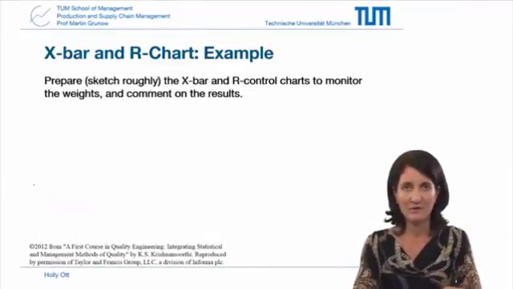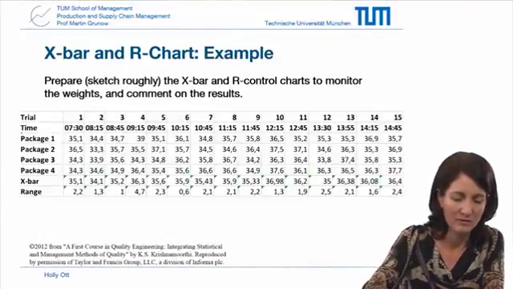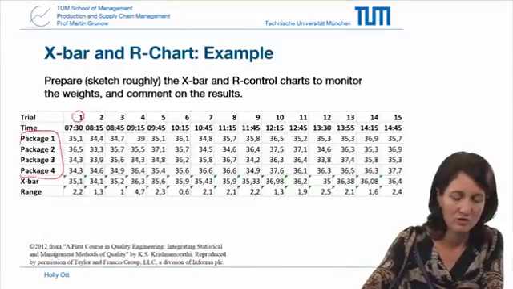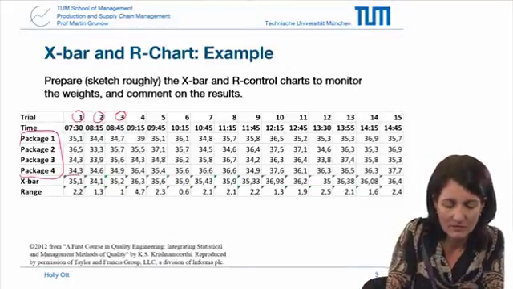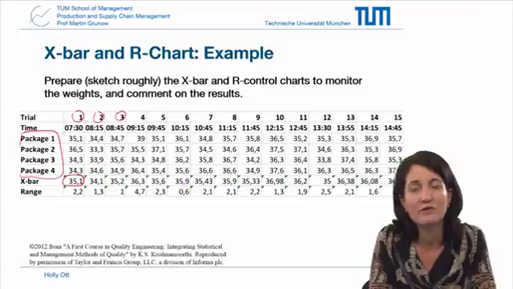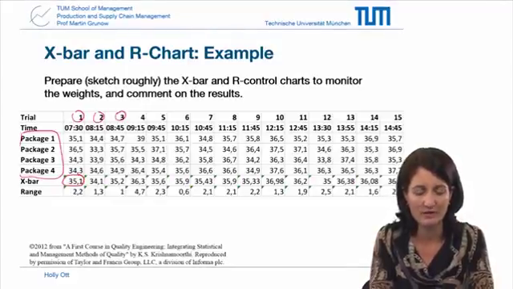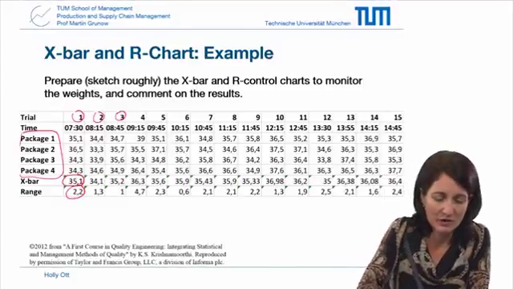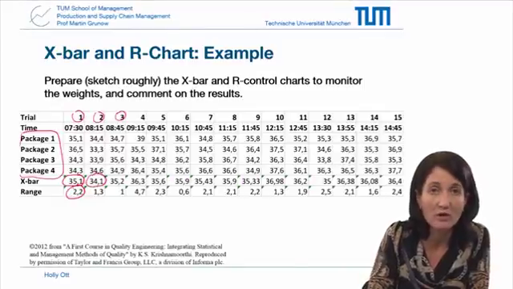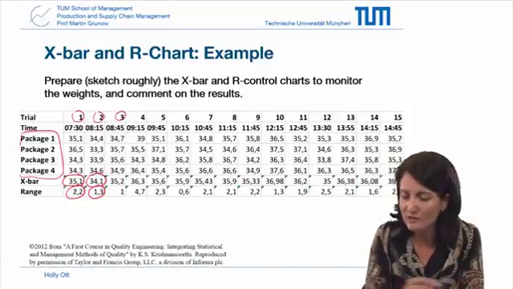To help everybody out, we have already gone through the data. Here it is again, 4 different packages and different trials. For every sample, for sample 1 here, we've calculated the X-bar value for you. For this first sample collected at 7:30, we had an average weight of 35.1 ounces and a range of 2.2 ounces. For sample 2, it wasn't quite the same. We had a slightly lower X-bar sample average and a slightly narrower range. We do this for all 15.